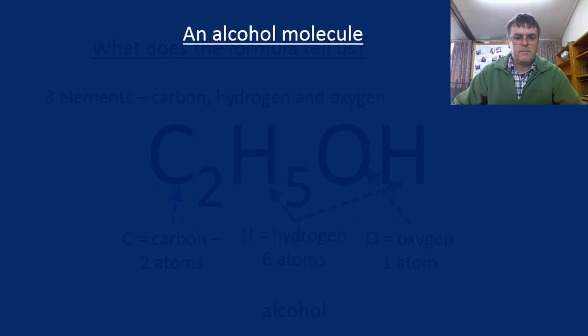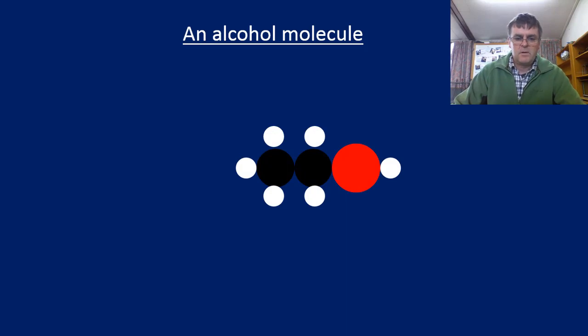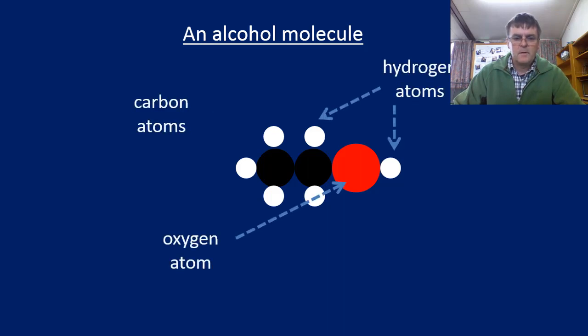That's making up our alcohol molecule. Now what would that look like? Something like that. There's the black carbons, red oxygen, and surrounded by the little white spheres, the hydrogen. Okay, so that's what ethanol looks like.